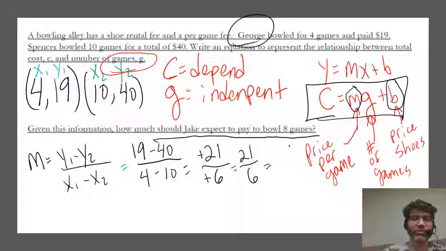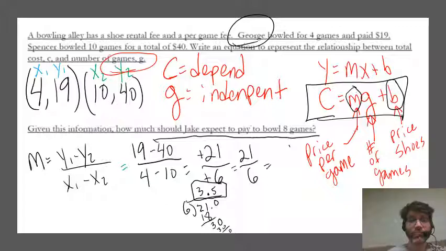So 6 goes into 21. Let's see, it goes in 3 times, 18, 3, make some zeros, carry it down. 6 goes into 30 5 times, so 3.5. Okay, what does 3.5 mean for a game? Well, the games are in dollars, so $3.50. What's another way to say $3.50?